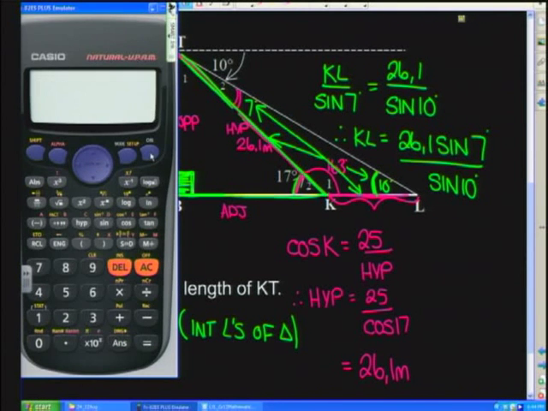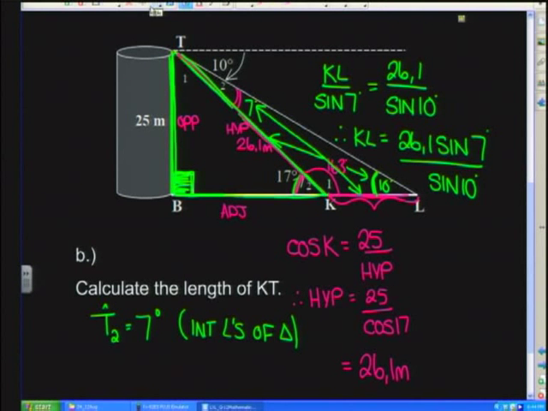Let's clear our calculators and put that in. I've got 26.1 multiplied by sine of 7 degrees, over sine of 10 degrees, and we're getting 18.3 as our answer. So my distance from K to L is 18.3 meters as the distance between the two cars.